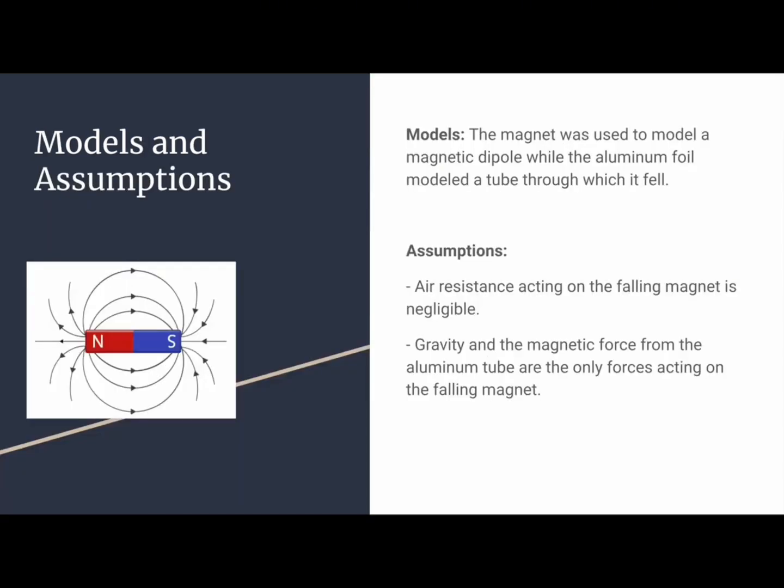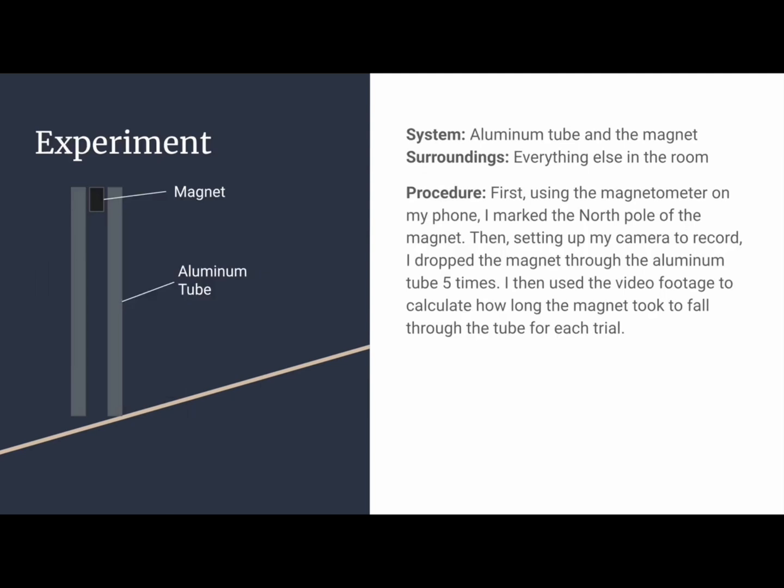For the models, the magnet was used to model a magnetic dipole, while the aluminum foil modeled a tube through which it fell. The assumptions: we assume that air resistance acting on the falling magnet is negligible, which feeds into the assumption we made that gravity and the magnetic force from the aluminum tube are the only two forces acting on the falling magnet. For the experiment itself, the system was the aluminum tube and the magnet, and the surroundings was everything else in the room.